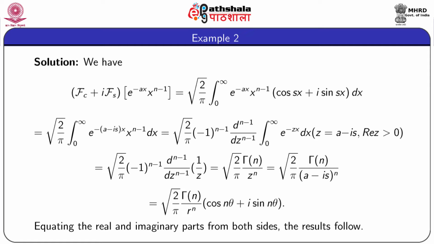So, performing this integration, we obtain this is equal to root over 2 by pi minus 1 to the power n minus 1 d^(n-1)/dz^(n-1) of 1 by z, and this can be expressed in terms of gamma function as root over 2 by pi gamma n by z to the power n. Now, putting back the value of z as a minus is, this gives root over 2 by pi gamma n divided by (a minus is) whole to the power n.